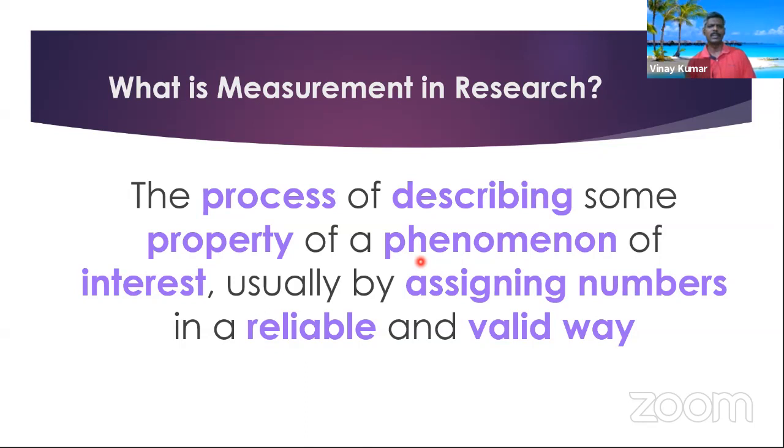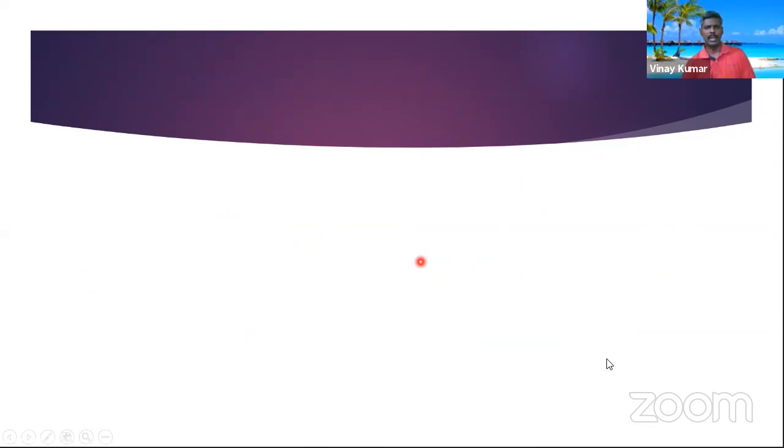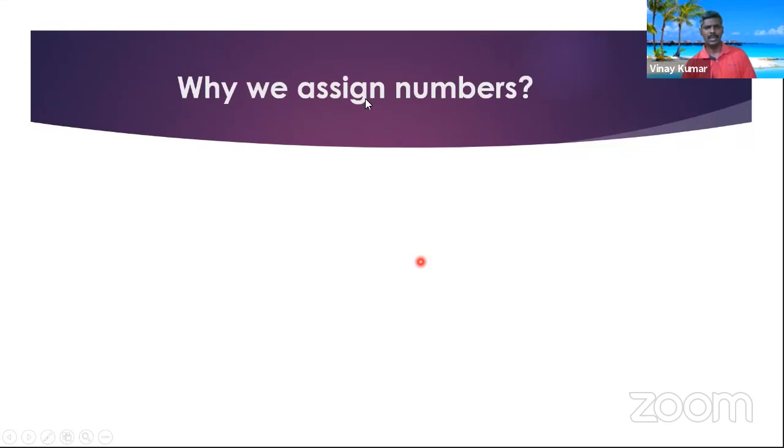So whatever may be the subject that the researcher has taken for his research, he has to describe it and assign numbers to it so that he can measure it. So that's the concept of measurement in research. Let's go forward and try to understand why we assign numbers. That's a very important aspect.